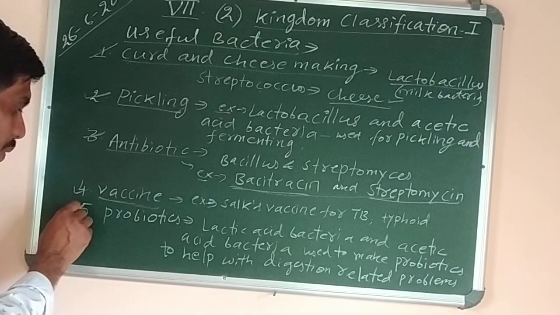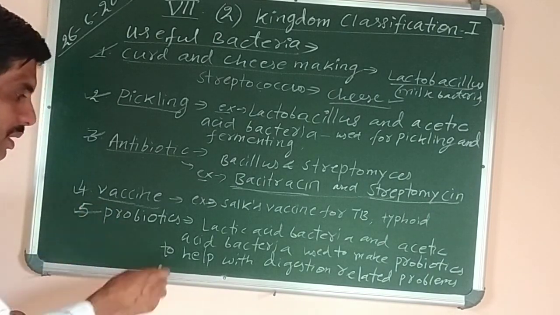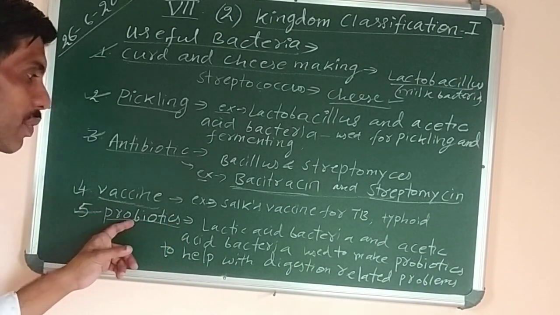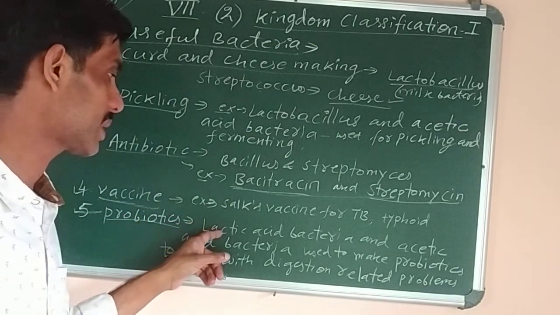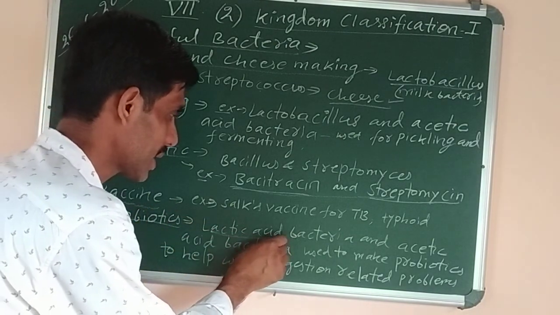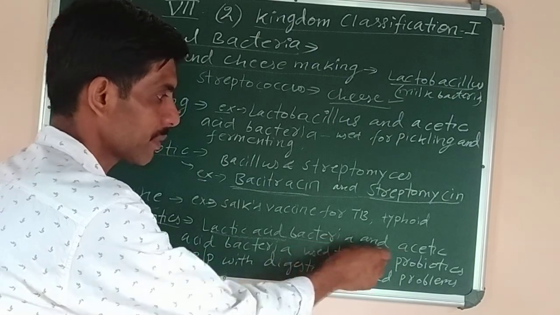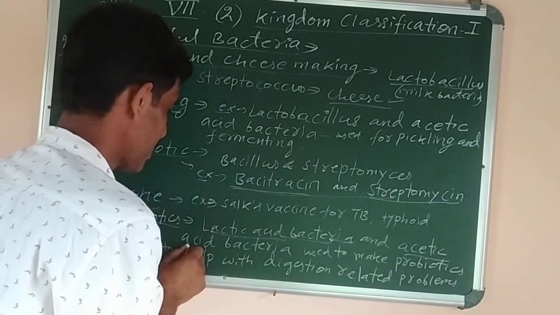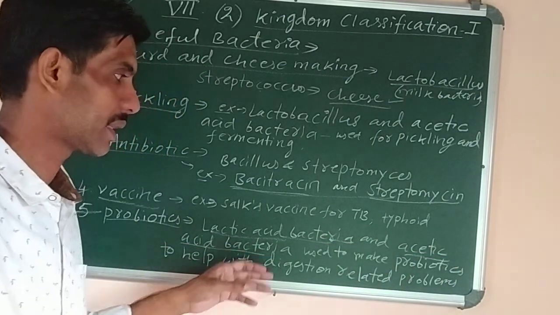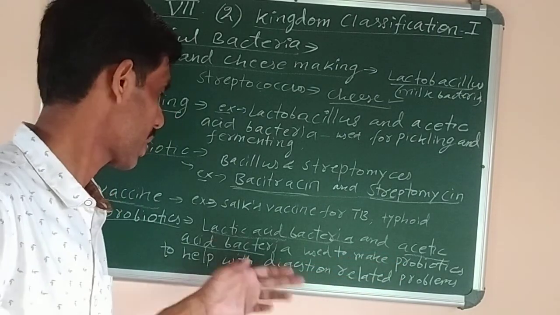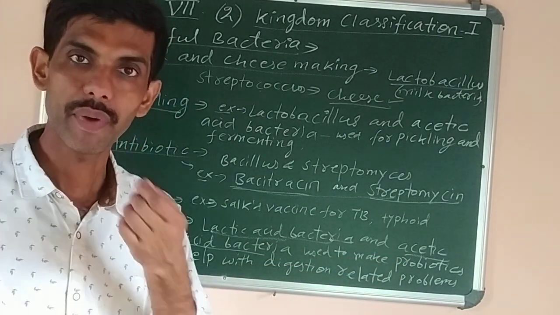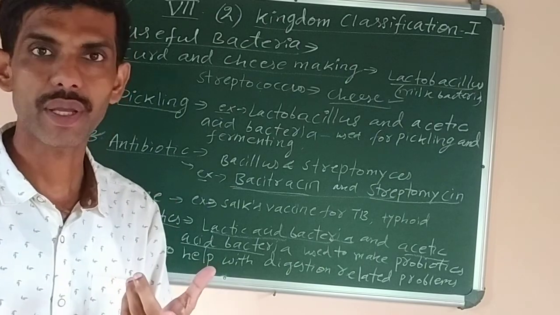Then we have the fifth one, that is probiotics. Probiotics, you can see what is probiotics. Lactic acid bacteria. The name of the bacteria is lactic acid bacteria. And which one? Acetic acid bacteria, these 2 bacteria. They are used to make probiotics. And what is probiotics? It is the name of a medicine, or we can say a food supplement.